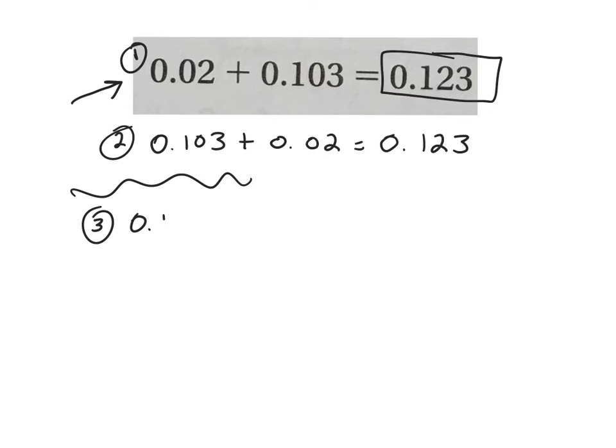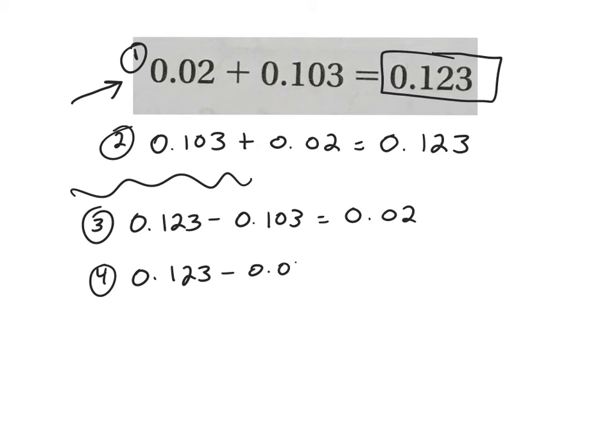So we can say 0.123 subtract. What do you want to subtract first? Well, let's just subtract 0.103, and we're left with 0.02. Our fourth family member, 0.123 subtract 0.02, and that'll give us a difference of 0.103. So in that example, we have family member number 1 addition, number 2 is addition, and then we have 2 subtractions.